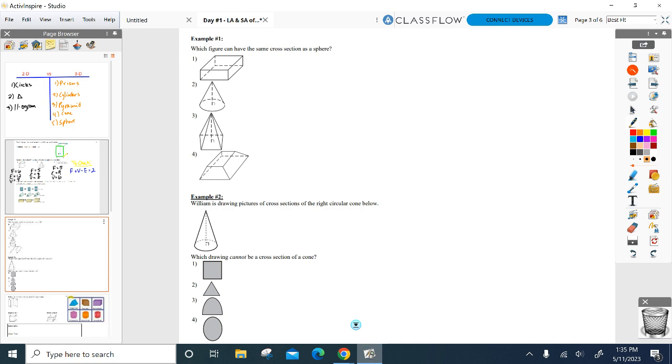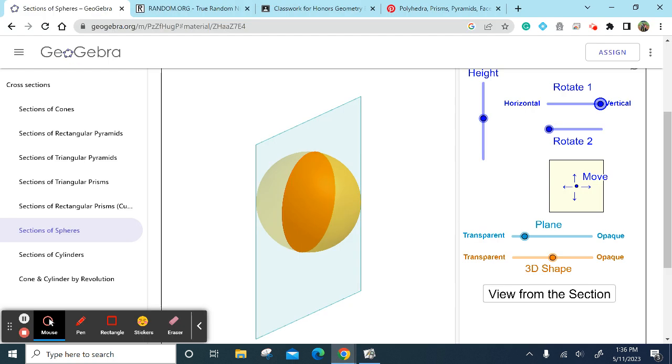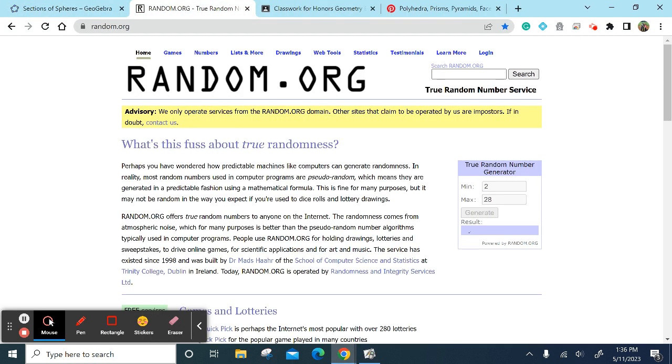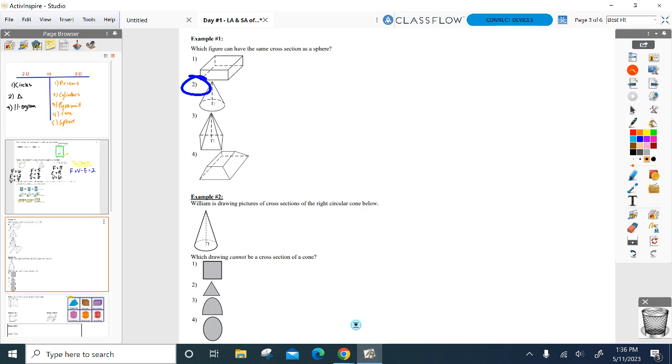So now which other of these 4 figures will I also get a cross section of a circle? Okay, only one of these will I get a cross section of a circle when I cut it. And that would be which figure up here? Number 2, the cone, yes. If I take a cone and slice it horizontally with a plane, I will get a circle.